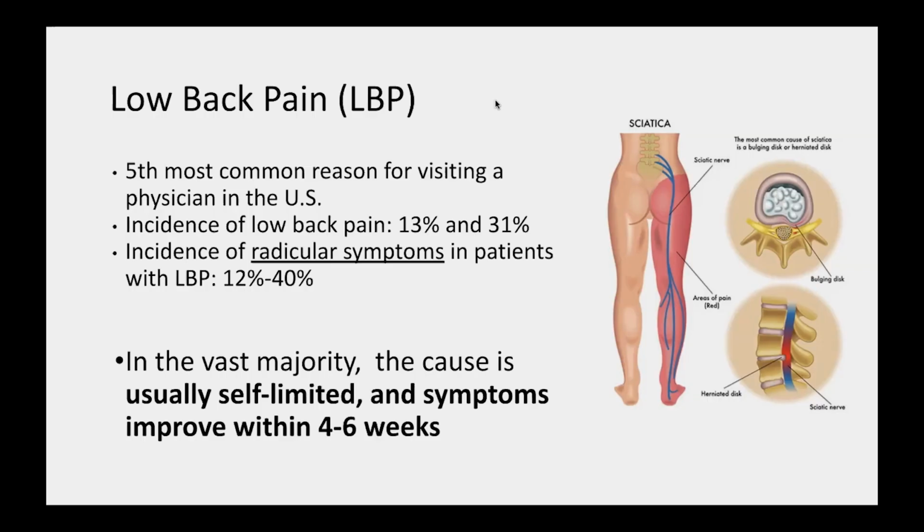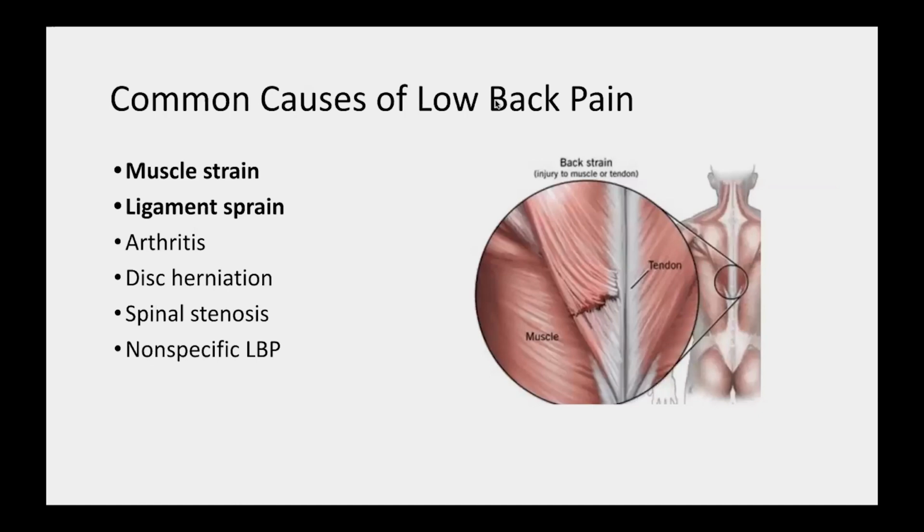In the vast majority of patients, the cause of low back pain is usually self-limited, and symptoms improve within 4 to 6 weeks. So I wanted to briefly review some of the more common causes of low back pain before we discuss some of the red flags and serious conditions associated with low back pain. So we'll start off with some basics. Muscle strain and ligament sprain.